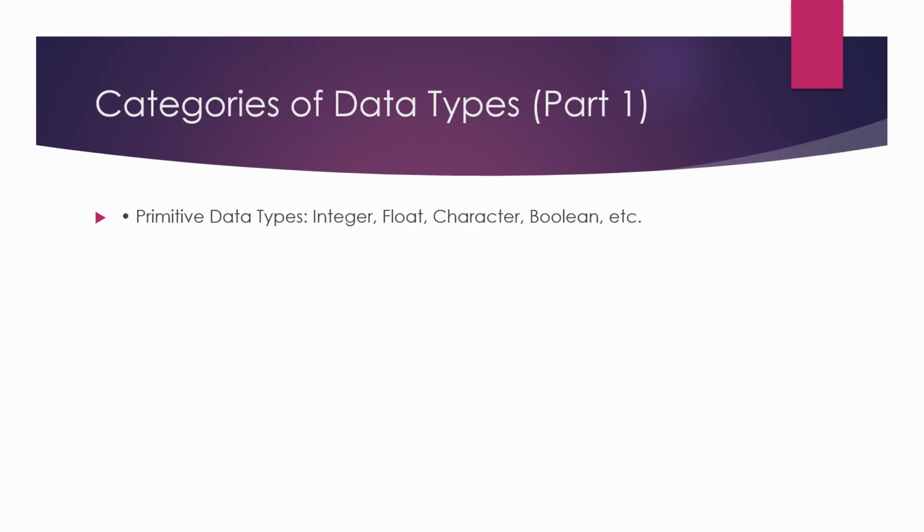Data types can be categorized into primitive types and derived types. Primitive data types are the most basic types such as integers, floating point numbers, characters, and booleans. These types serve as the building blocks for all programming languages.